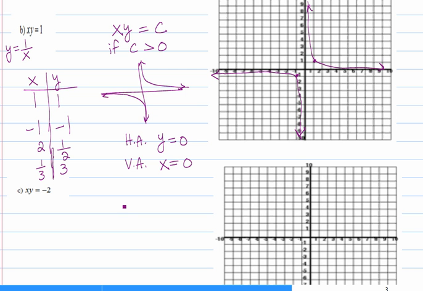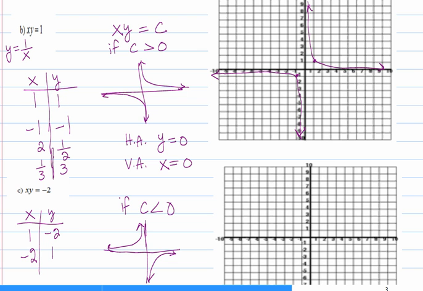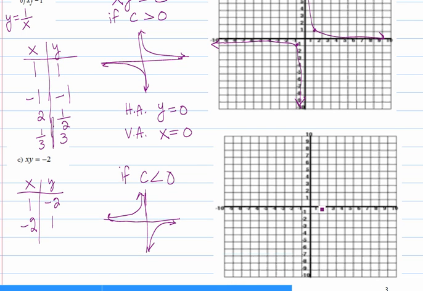And now, if C is negative, such as in this question, then the graph is the reflection of this graph over the x-axis. So it looks like this. And once again, we're going to plug in 1 for x, we get y is negative 2, and let's plug in 1 for y, we get x is negative 2. So let's plot those two points, 1, negative 2, and negative 2, 1, and let's have our graph approach the asymptotes and go through those points. So the graph looks something like this.